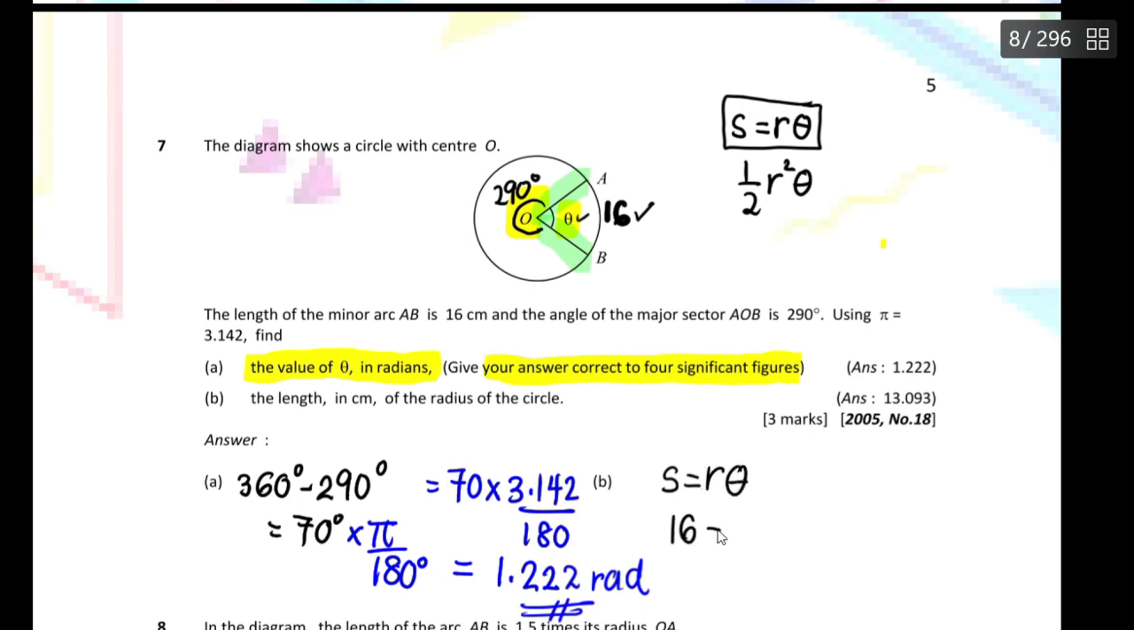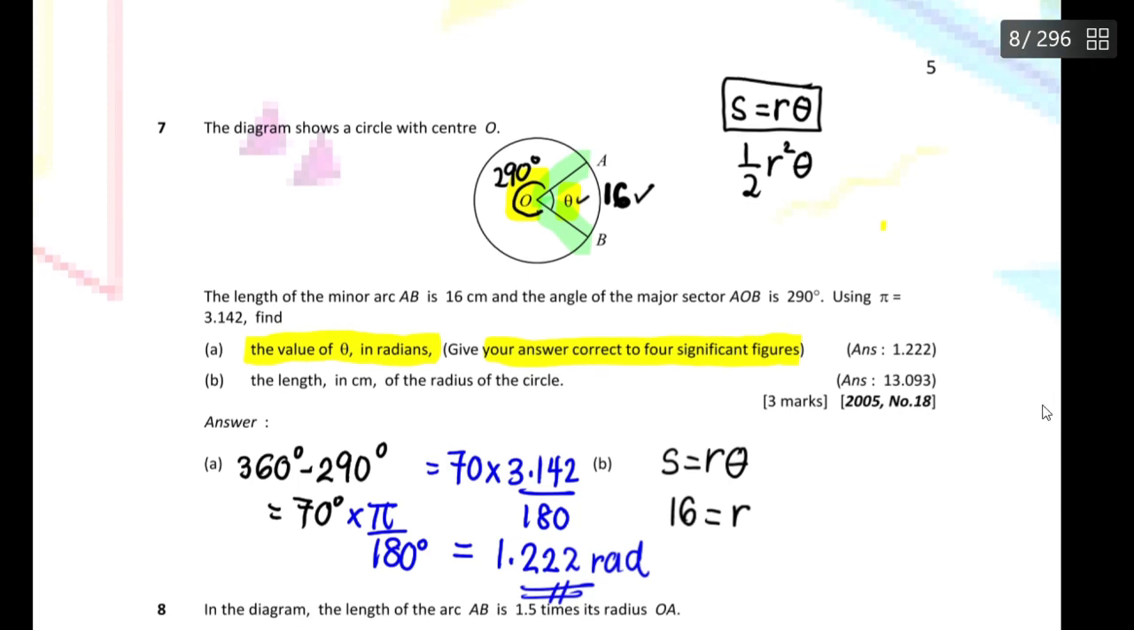So S is 16, r we don't know. Theta, here you must use in radian or in degree? I hope you answered correctly. Comment in the comment section below. So you must use radian, so it's 1.222. The 1.222 will go to the other side, so 16 divided by 1.222, you will get your answer as 13.093. This one is going to be cm.